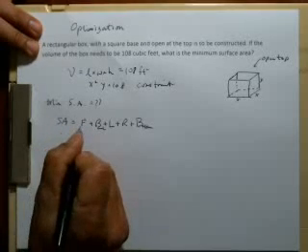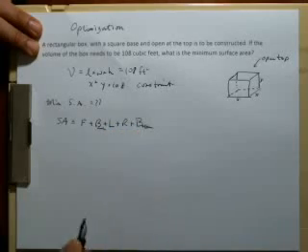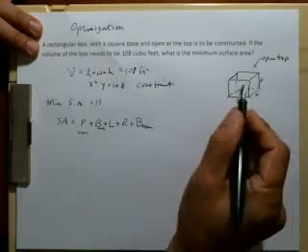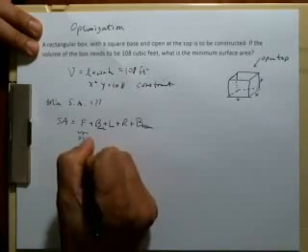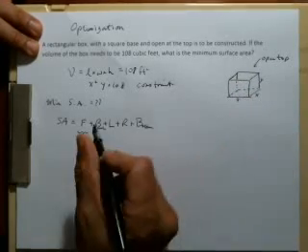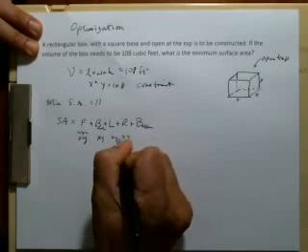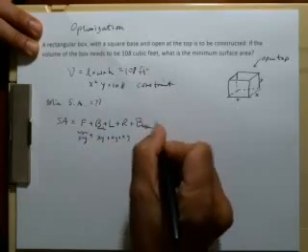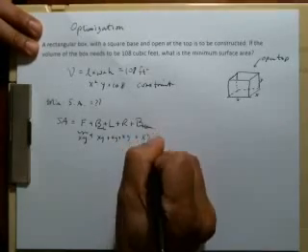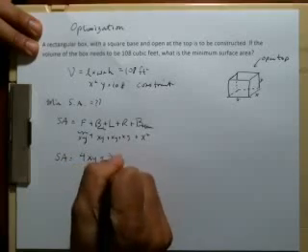So surface area is equal to the front face area plus the back face area plus the left plus the right plus the bottom. The front face area right over here is x times y. The back area right over here is also x times y. And the left and the right as well is x times y. I'm going to add these. So there's 4 of them. The bottom area right over here is x times x, or x squared. So the surface area is equal to 4xy plus x squared.